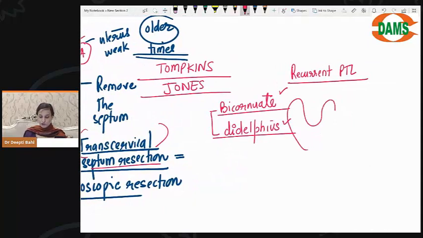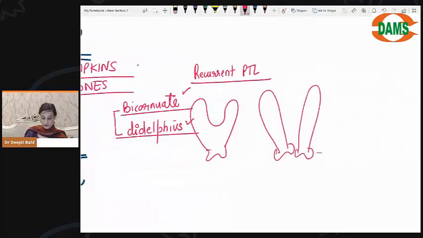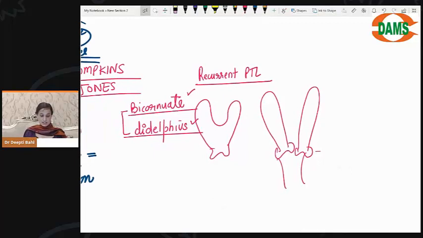Both of them look like this. So this is bicornuate and this is didelphys. I told you in both these uteri, the problem was because of less space. Yes, these cavities are small in size. Can you tell me in your own language, how will you increase the size of the cavity?